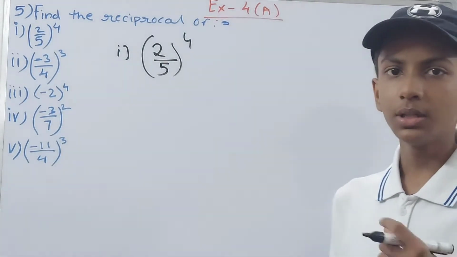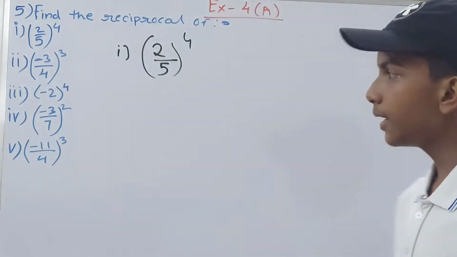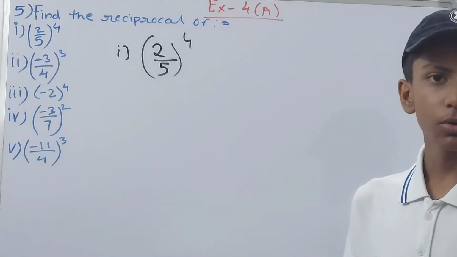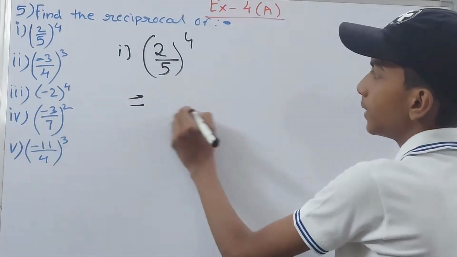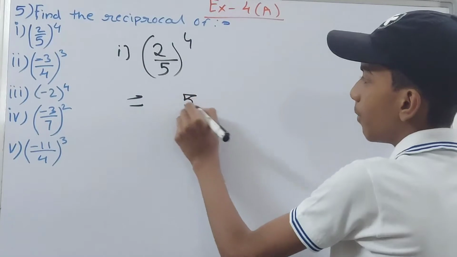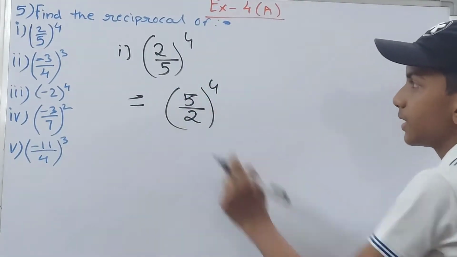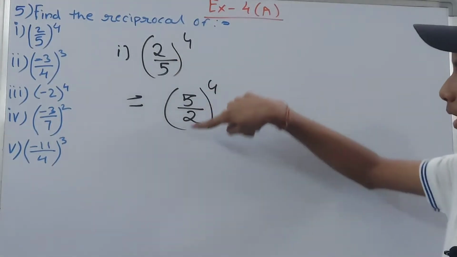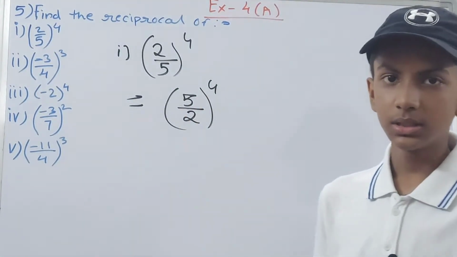Now the fraction which is given to us, we will simply reciprocate it, just like we do the reciprocal of a fraction in division. So we'll get here 5 upon 2 to the power 4. Basically the numerator and denominator will be interchanged, and the exponent will be the same.